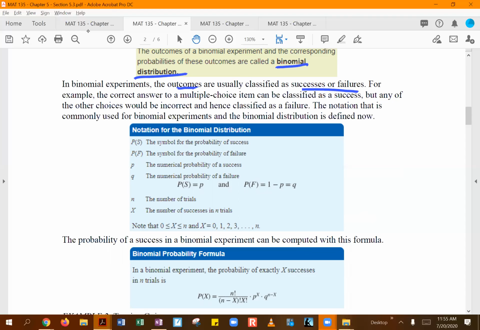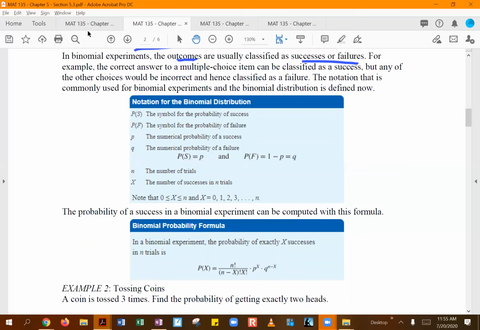We talked about the multiple choice example. So they're saying the correct answer would be considered a success, and of course, all of the incorrect answers, the other choices, would be considered failures. So you can kind of think of it as your success and failure in that sense. They're saying the notation that is commonly used for binomial experiments and binomial distribution is going to be probability of S, of course, for the probability of success. Probability of F will be the probability of failure.